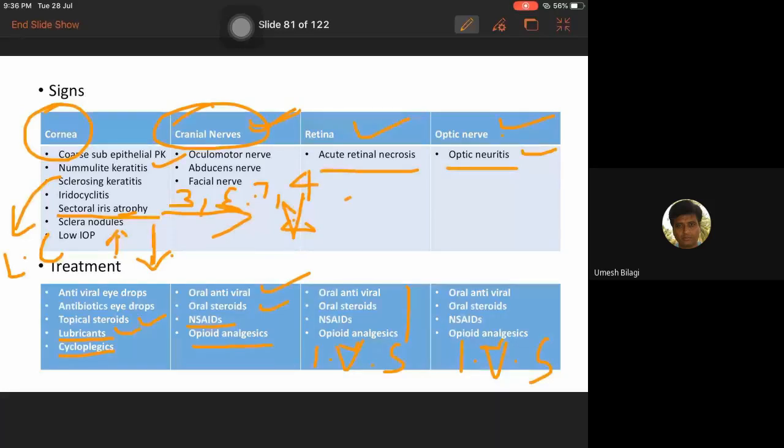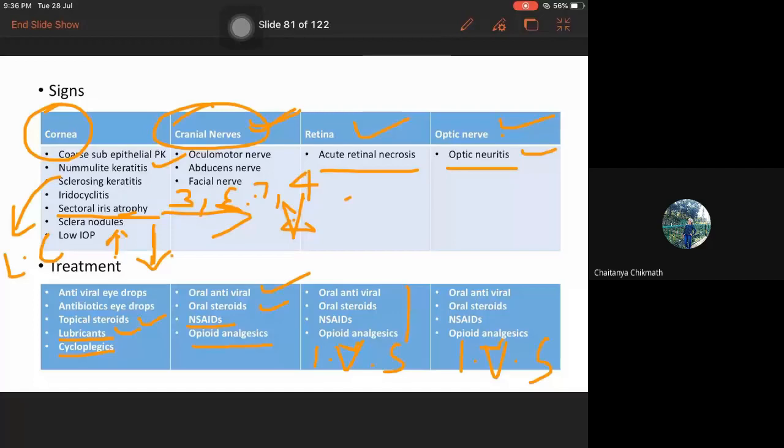So let's solve some of the questions. This question was asked in 2003 PGI. Herpes zoster ophthalmicus is predictor of. Options are leukemia, lymphoma, HIV, disseminated TB, and metastasis. What is your answer? Anybody? HIV, sir. Okay. Who else? See, this is a PGI question. Okay, that you have to keep it in mind. Sometimes there will be multiple answers, sometimes may not be.